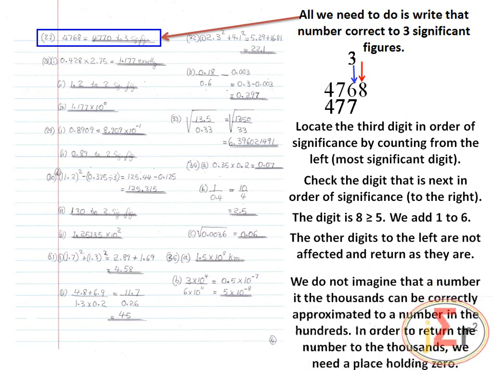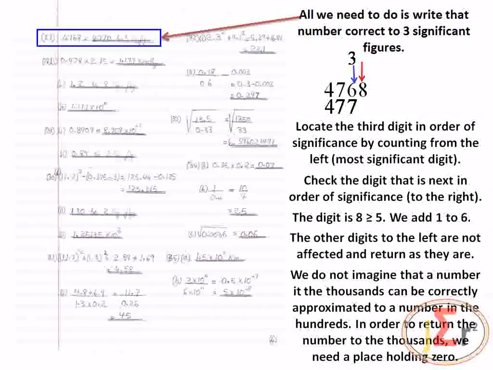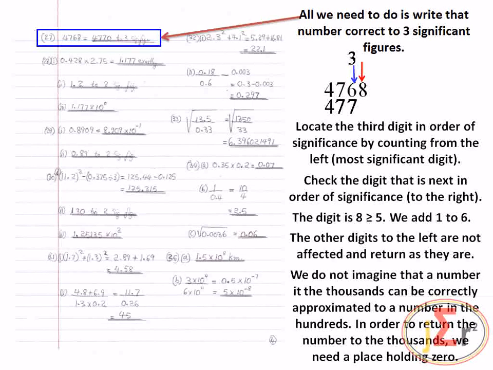477. Can that be right? We do not imagine that a number in the thousands can be approximated to a number in the hundreds. In order to return the number to thousands, we need a place holding 0.